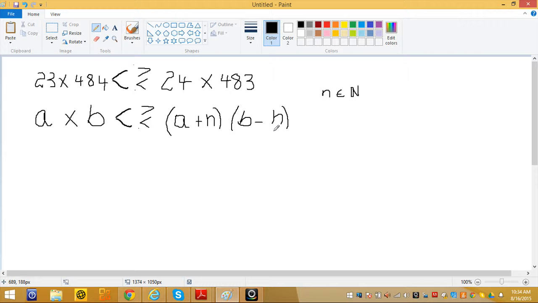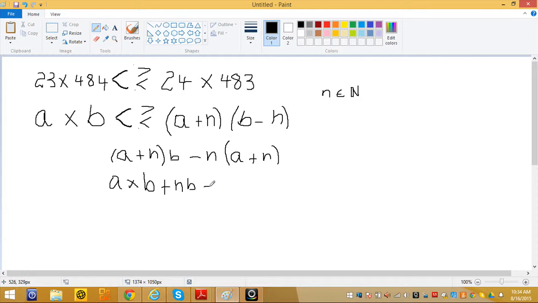So we're going to try to make the comparison. Let's do that quickly. We're going to work on this part at the right side. This is going to give me a plus n times b minus n, which gives me a times b, plus nb, minus na, minus n squared. Okay, here's what we got. So this part is a times b.